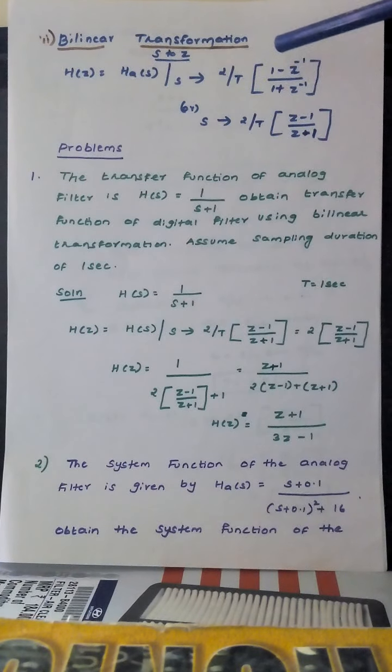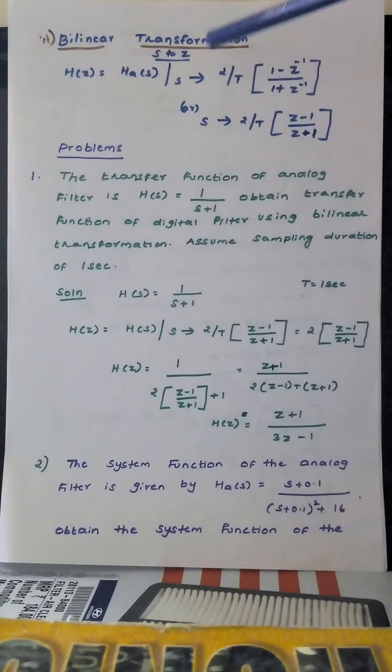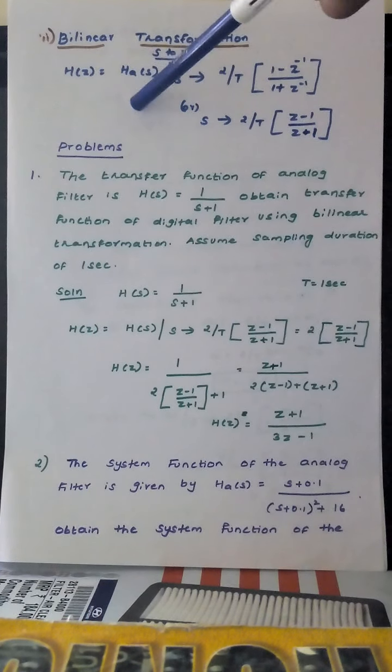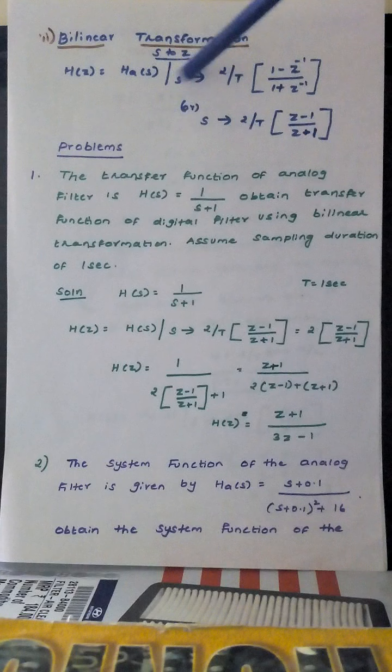Today we'll see the second method, that is the bilinear transformation. Last video I did the digital filter by the impulse invariant method. So the second method is the bilinear transformation. Again here we are going to convert the S domain into the Z domain. So the system function HA of S is converted into H of Z by using this transformation.